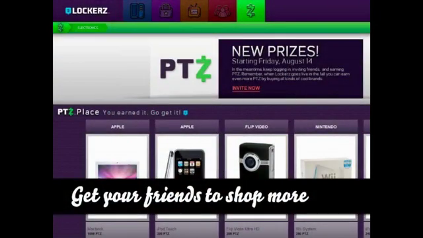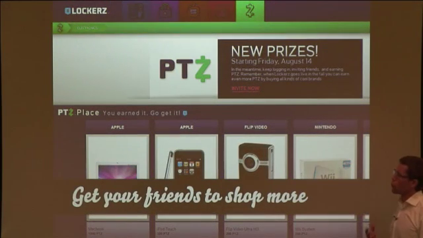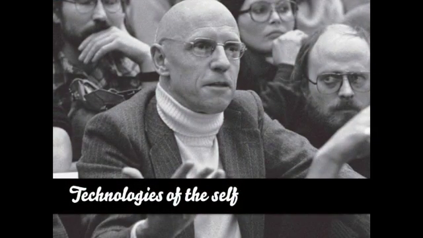And you can think of gamification examples like Lockerz, where the whole site is basically set up for you to earn points when you get friends to watch the kind of products that you have on your site and to finally shop from you, and then you can actually redeem the points. So in a sense, the whole system is set up in order to get you to spam your friends in order to shop more.